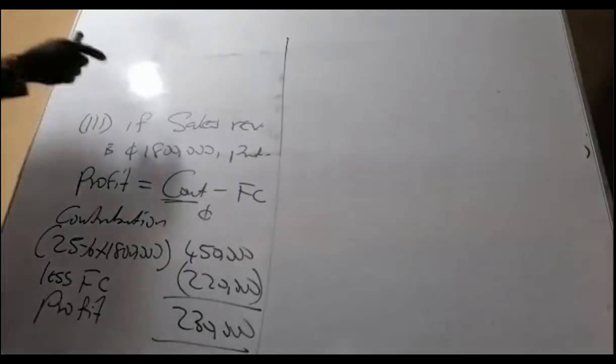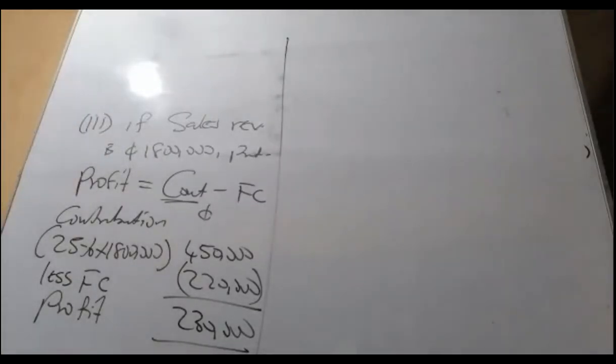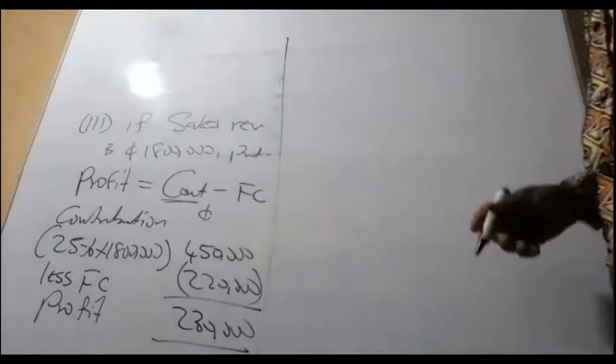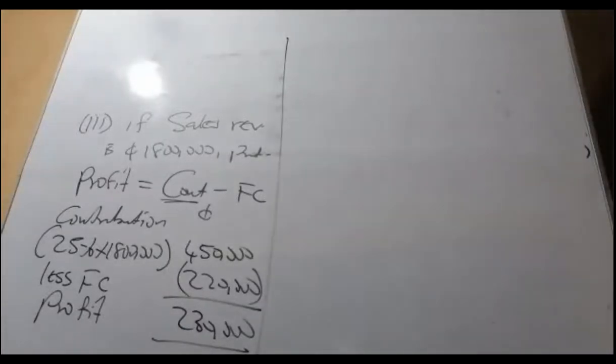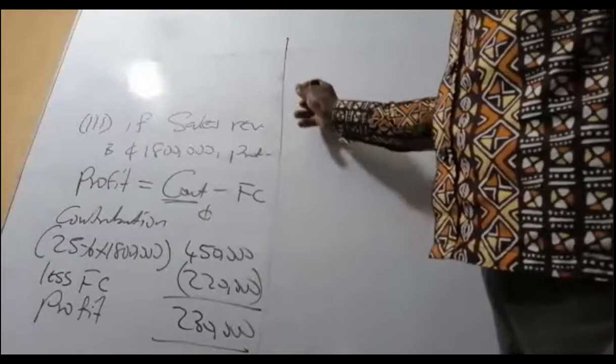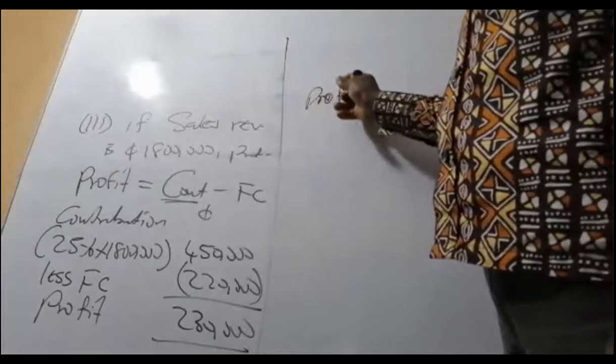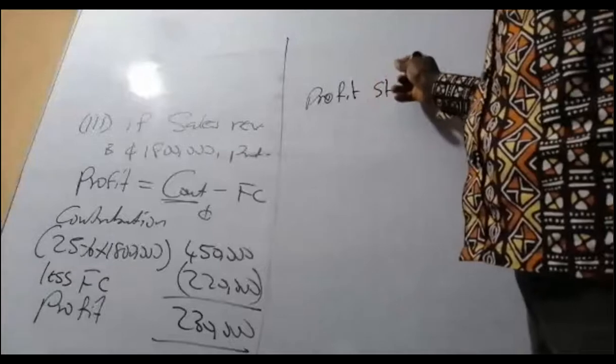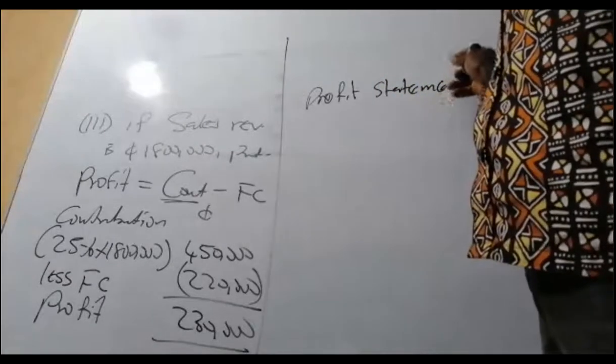Okay, the same question has been asked in a different way, which also demands a different presentation. If I ask you to prepare the profit statement or the operating statement, which is the same as the income statement, it will be different. If we ask you to prepare an income statement, if you do this, I'll give you one better. So income statement, is that all the profit statements? So alternative profit statement.